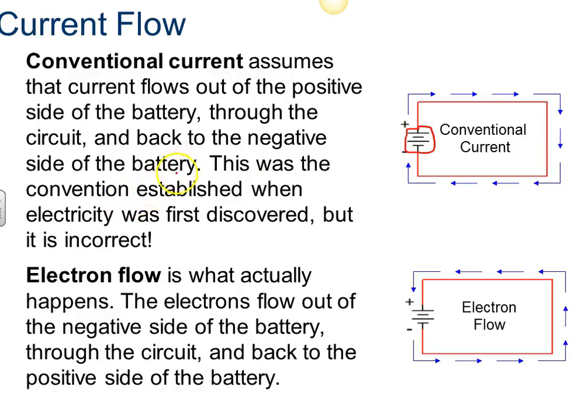This was the convention established when electricity was first discovered, but it's not really correct scientifically speaking. Electron flow is what actually happens, so in reality we have electrons that are repelled from the negative side of the battery, and they are going to move around in the opposite direction of what our conventional flow would, because they're attracted to the positive side. And what the conductor does is it provides a pathway to get from the negative side to the positive side.